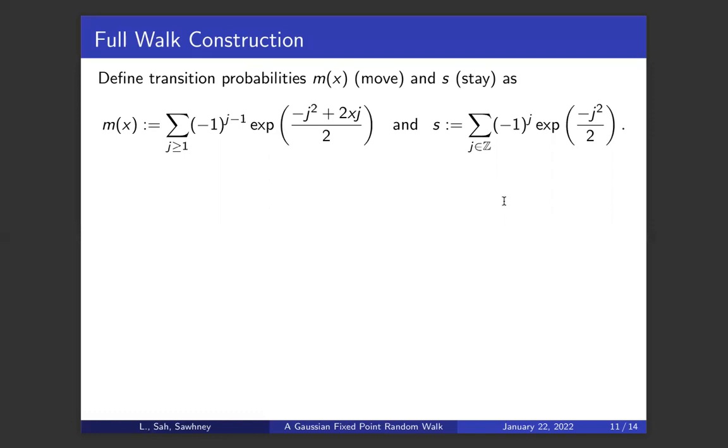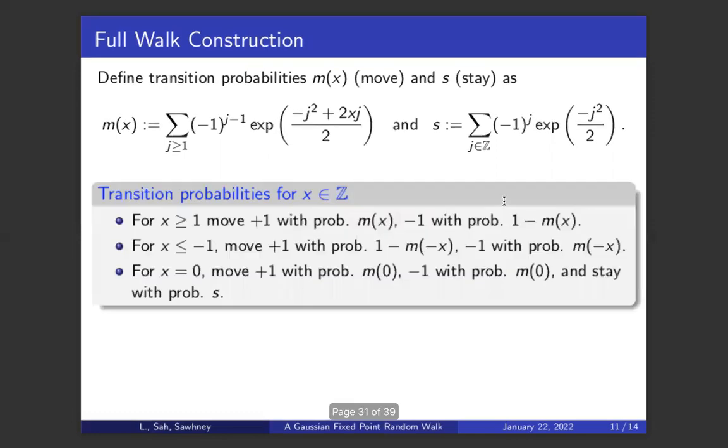So in that case, the total probability that x equals 0 will stay at the same place should actually just be the difference between the even mass and the odd mass. And that's exactly what the staying probability s is. It's the alternating sum of the even mass and the odd mass. So now, given these transition probabilities, we can just define the following walk.